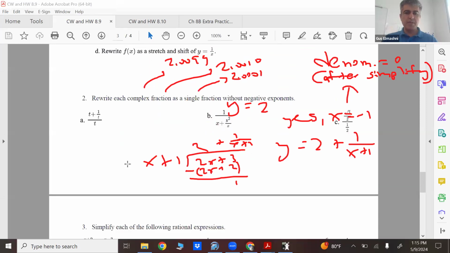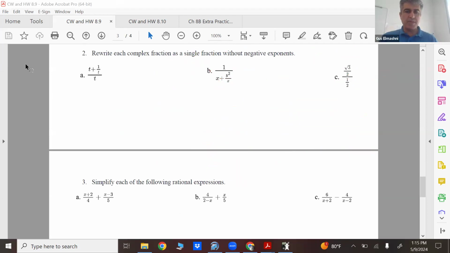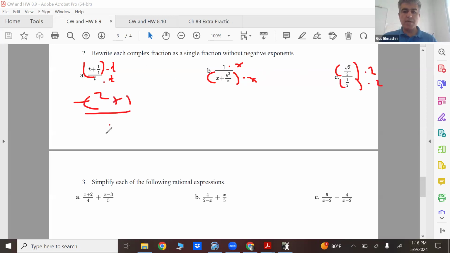Next up, number 2. Oh boy. Okay. You're asked to write this as a single fraction. So I'm going to multiply this by t and t. I'm going to multiply this by x and x. I'm going to multiply this by 2 and 2. What I'm doing is trying to get rid of the fractions right away. So you get t squared plus 1 over t squared. You get x over x squared plus y squared. And you get root 3, just root 3 over 1, if you want to call it that.